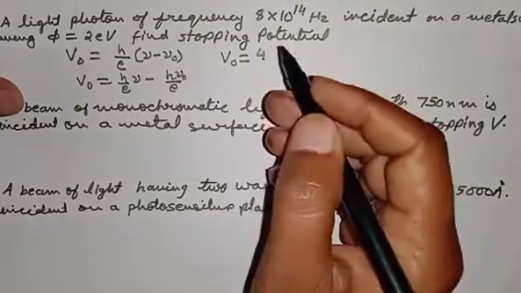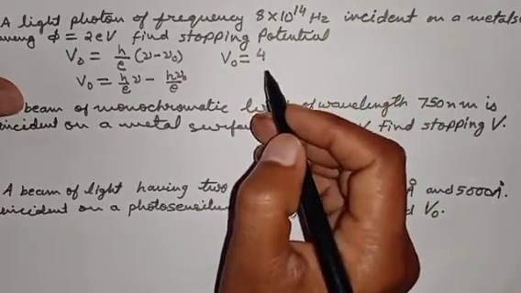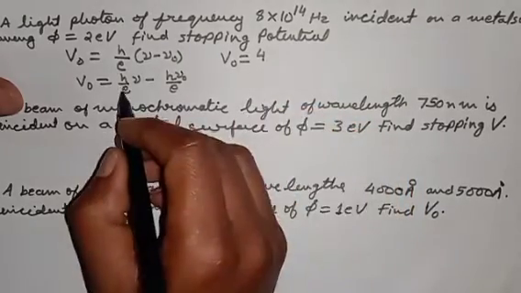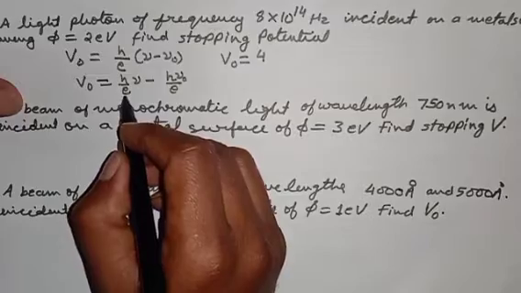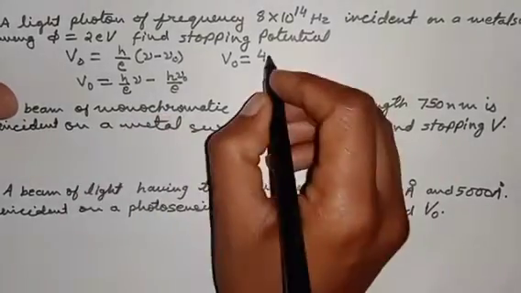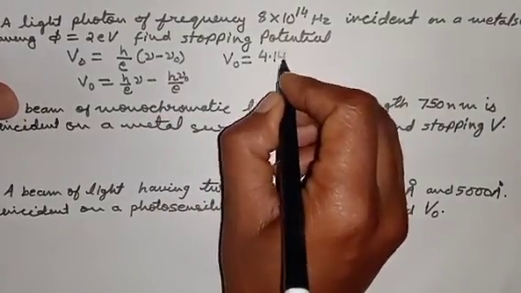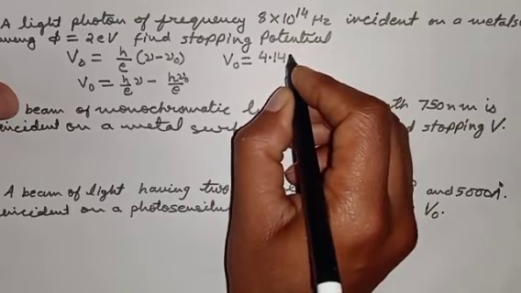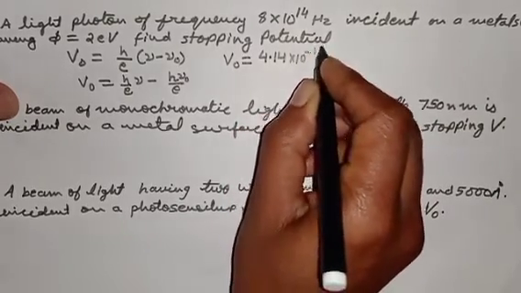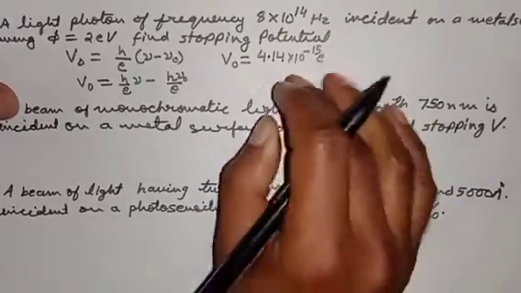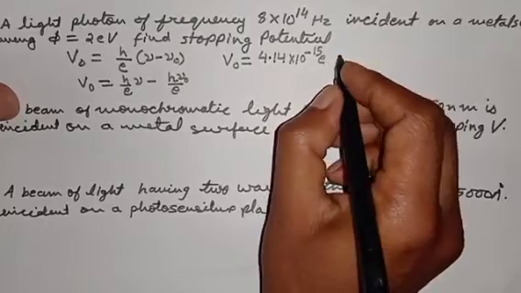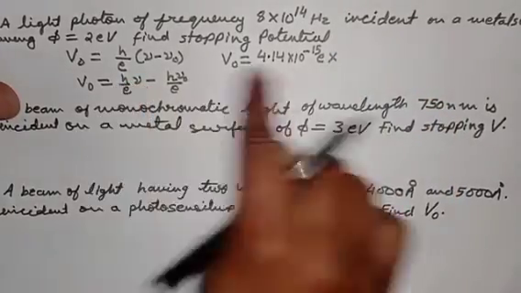We know the value of h is 6.62 into 10 to the power minus 34, but it is better, when we have to divide it by the electron charge and all that, to use this value 4.14 into 10 to the power minus 15, which you can find by dividing the value of h by e. The unit is electron volt second. I'm using e as a number here.